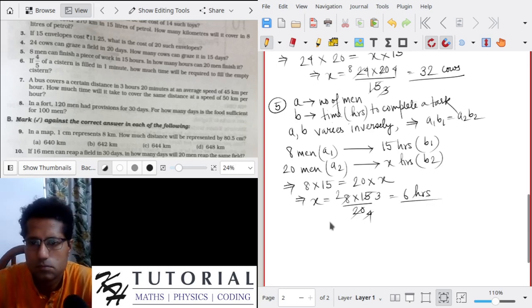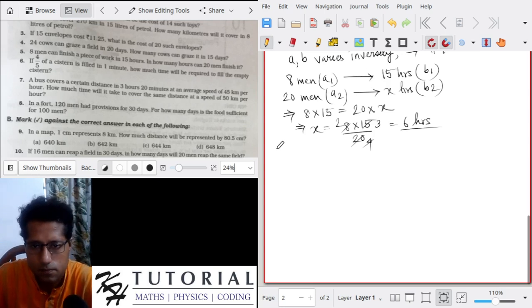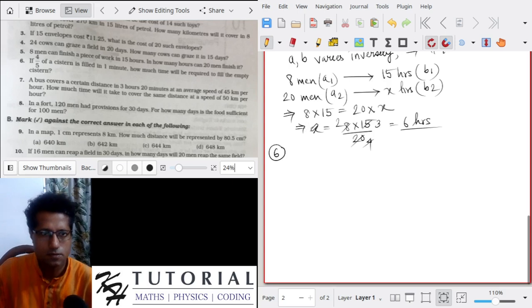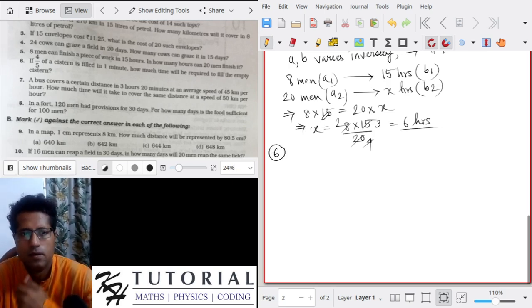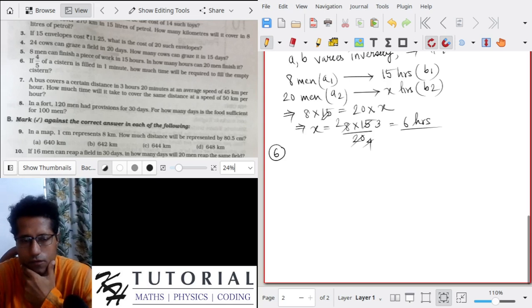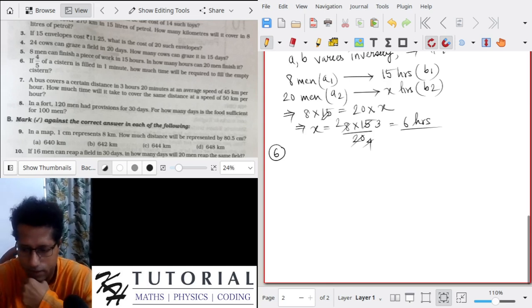Okay, let's solve question number 6. If 4/5 of a cistern is filled in 1 minute, how much time will be required to fill the empty cistern? 4/5 is a fraction. So 4/5 part of the whole cistern is filled in 1 minute. So how much time will be required to fill the full cistern? Full means the whole part, that is 1.